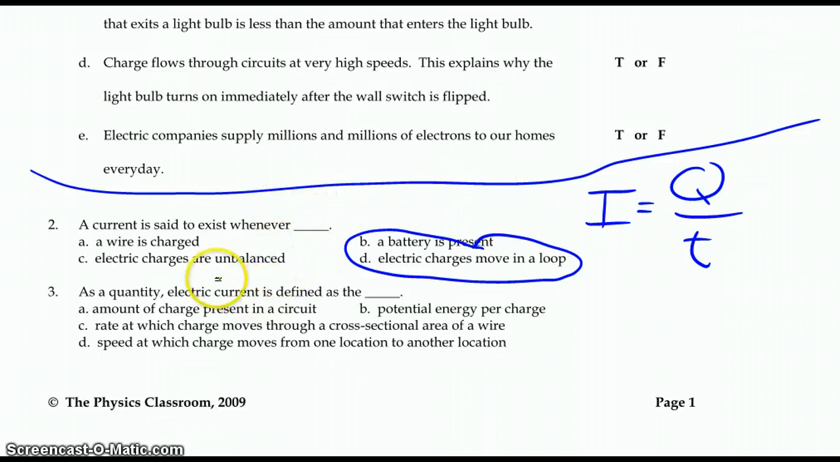As a quantity, electric current is defined as, again, it's divided by the time, so that means rate, and it's the rate at which charge flows past a given point. Charge is symbolized by Q. So that's going to be letter C there, the rate at which charge moves through a cross-sectional area of a wire.